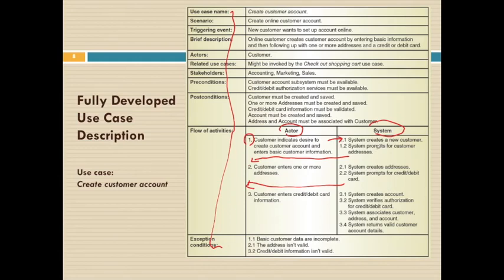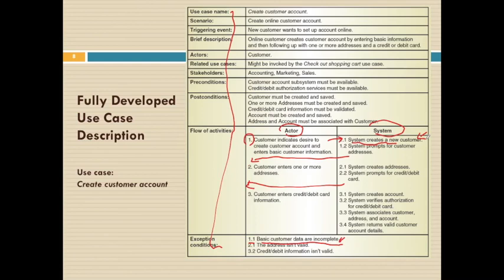What is exception condition? There is a condition where the system does not create a new customer. In our flow of activities, supposedly the system creates a new customer, but now the system doesn't. So we need to check why, and we can look at the exception condition. The exception condition for 1.1 is basic customer data are incomplete. Due to this reason, this flow cannot be run.